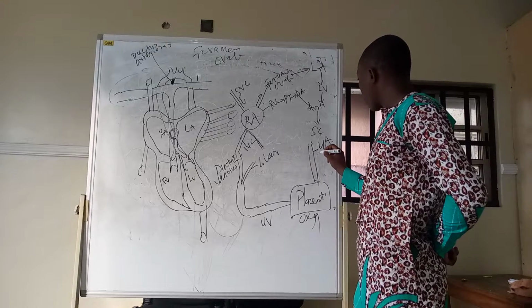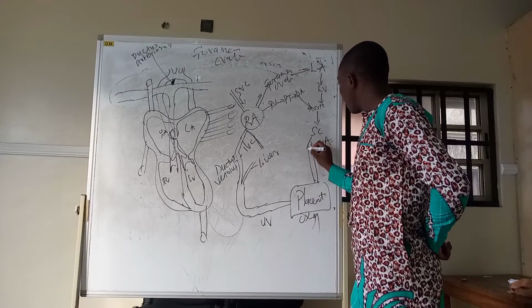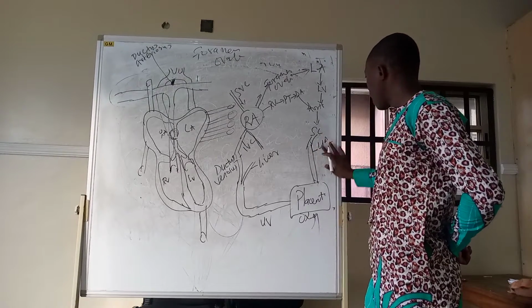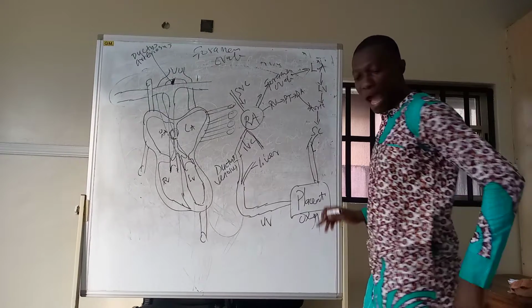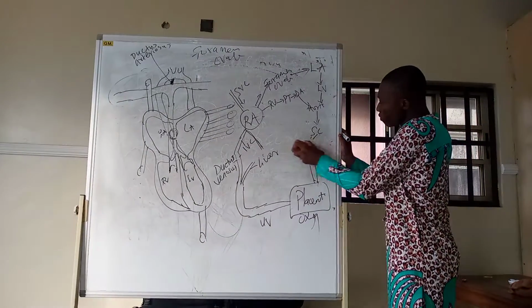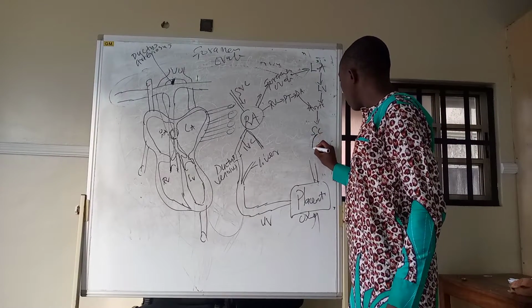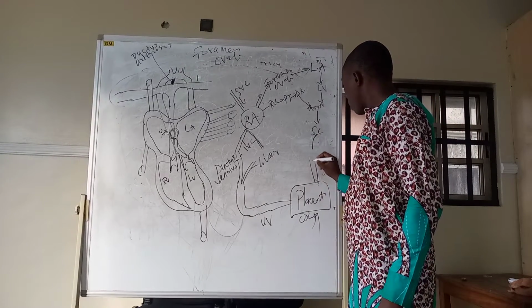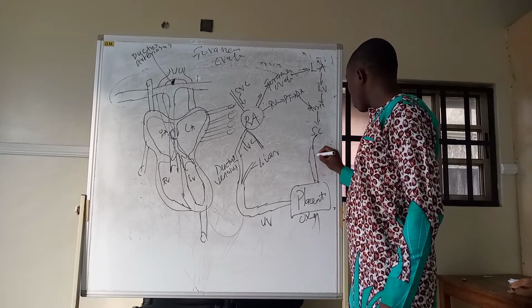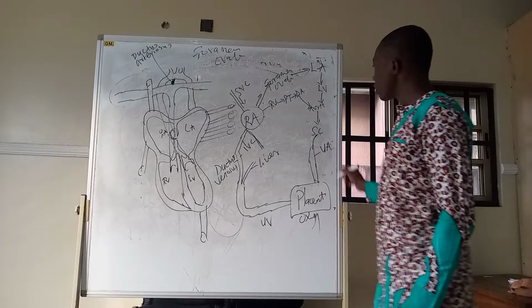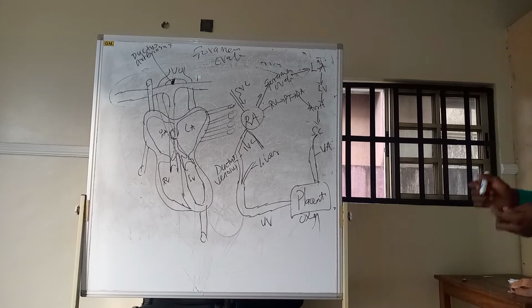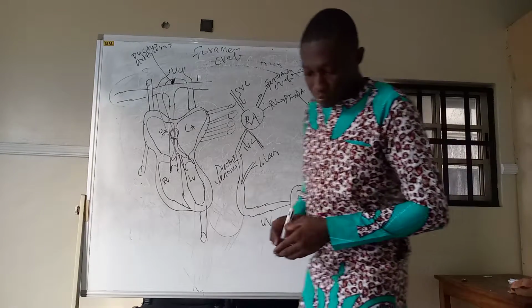And after systemic circulation, the deoxygenated blood now returns back to the placenta through what? Umbilical arteries. After systemic circulation, the deoxygenated blood returns to the placenta through what? Umbilical arteries. So that is what happens. Let's write.